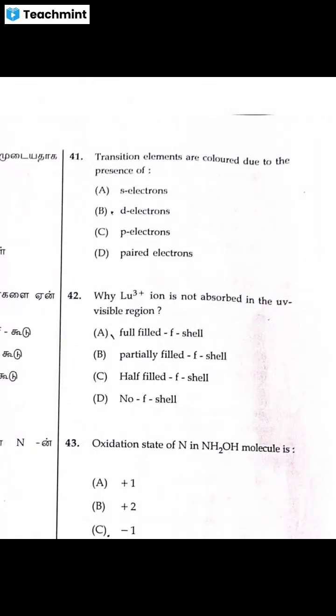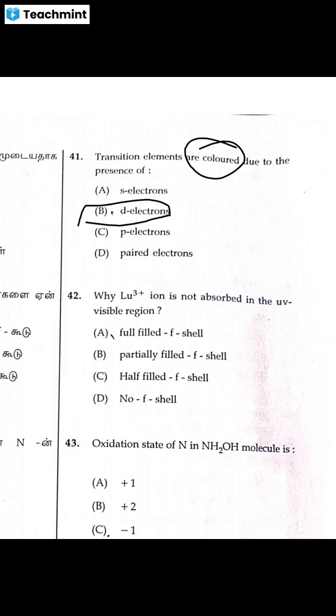And in the transition elements, they are colored. That is the presence of what? They are asking, it is the presence of the unpaired electron. Transition metals are successively filling the d electrons, so there is the presence of unpaired d electrons. So option B is the correct one.